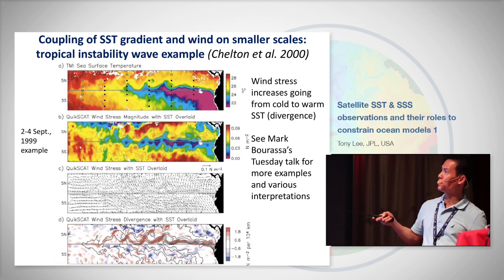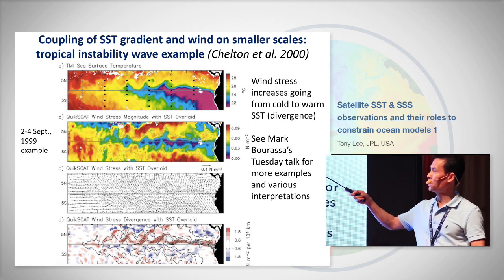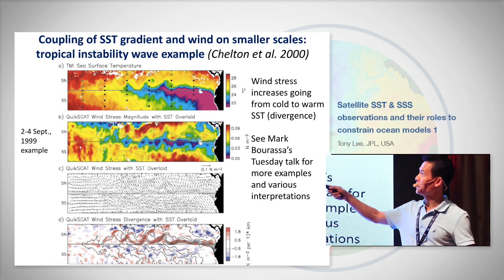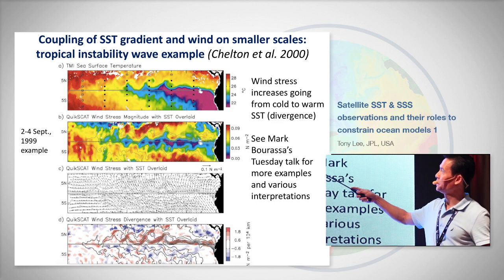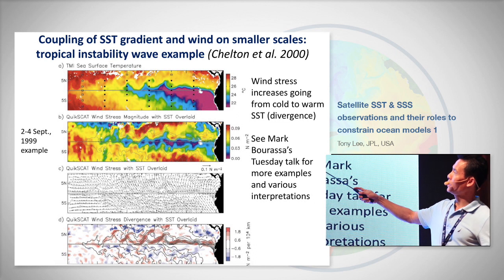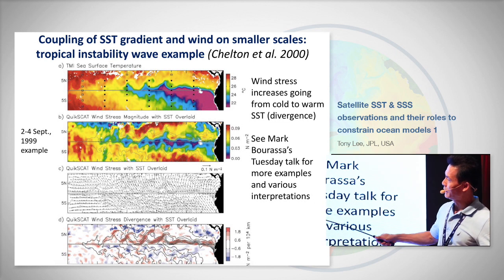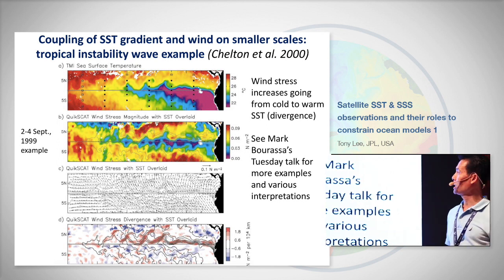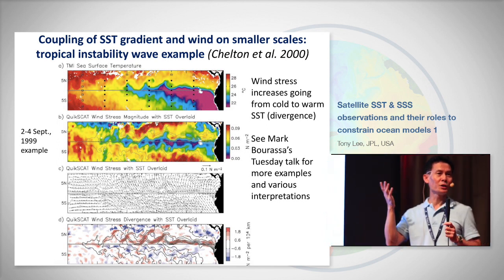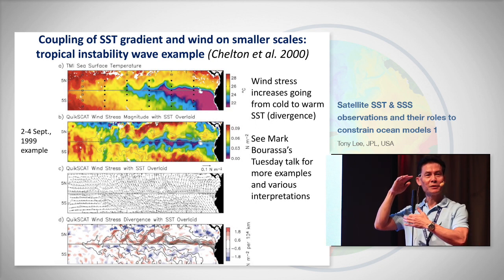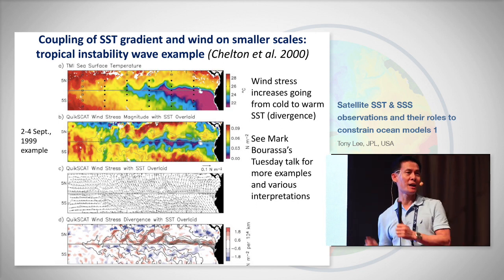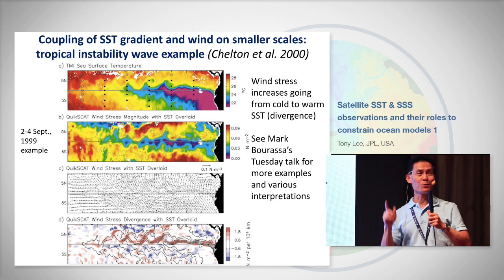Just to give one example, this is from Dr. Chelton, for this SST and wind coupling associated with tropical instability waves. Essentially, here's a cold tongue in the tropical Pacific. When the wind goes from cold to warm water, right, if you overlay the SST contour with the wind vector, you see a larger wind vector when it goes from cold to warm water. So one interpretation of that is when you go to warmer water, the atmospheric boundary layer is more unstable, with more turbulent mixing, drawing down higher-level momentum to the surface. So that's why you have larger wind stress and therefore the divergence. But that's only one of the interpretations.